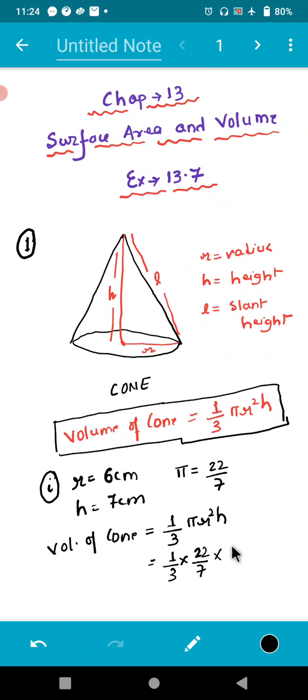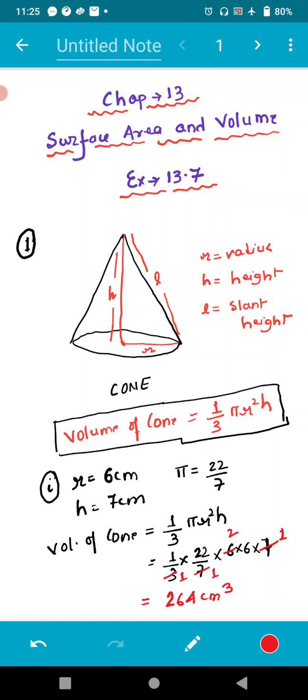So we will substitute the values here: 22 by 7. What is the value of r? 6 square, that means we have to multiply 6 two times. And what is the value of h given? It is 7. Now just reduce the values. 3 ones are 3, 3 twos are 6, 7 ones are 7, 7 ones are 7. If you multiply 22 into 2 into 6, you will get the answer as 264 centimeter cube. Volume unit is always in cube, centimeter cube or meter cube, depending on what unit is given in the question. So this is the solution of sum number 1 of question number 1.